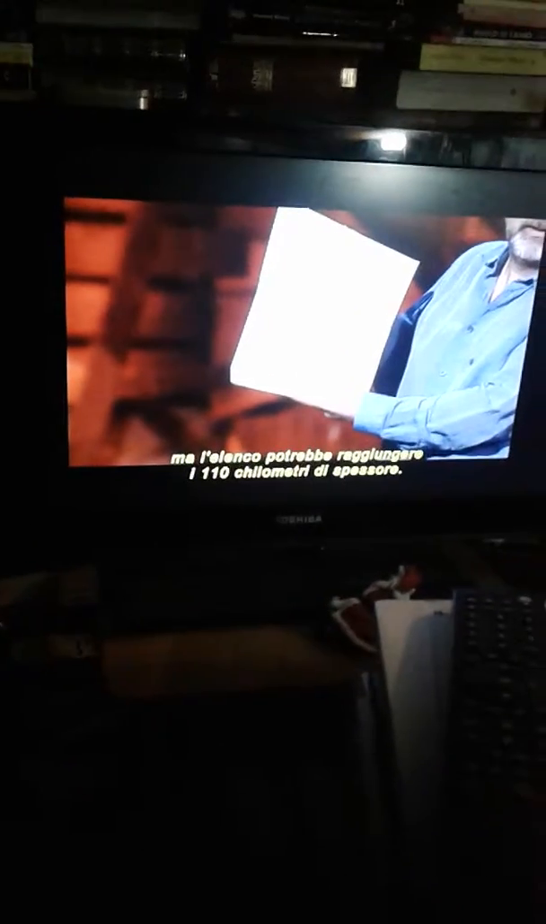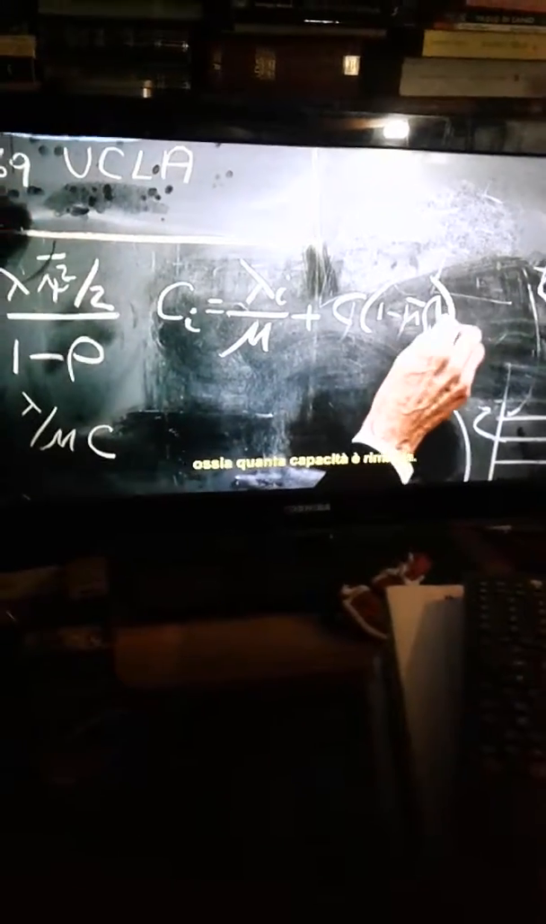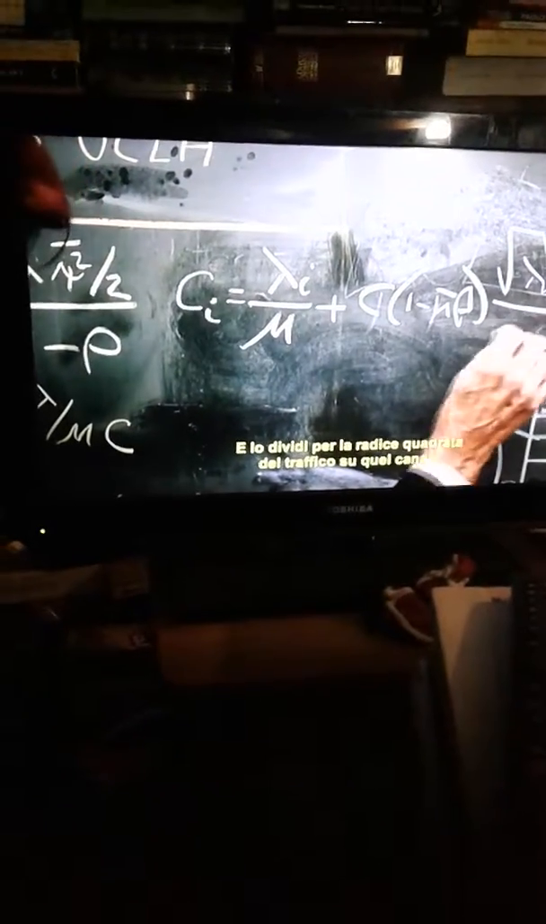Exactly, the directory might be some 72 miles thick. The capacity on the ith channel should be the traffic on the ith channel over the speed of the ith channel plus how much is left over. That's how much capacity is left over, and you split it according to the square root of the traffic on that channel over the summation of the square root over all channels.